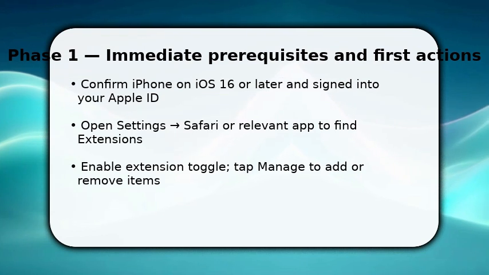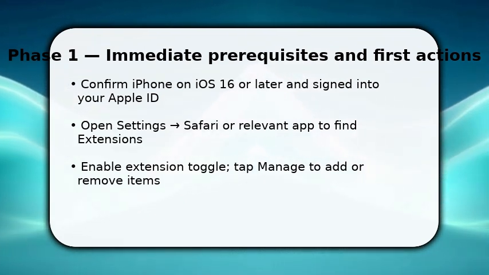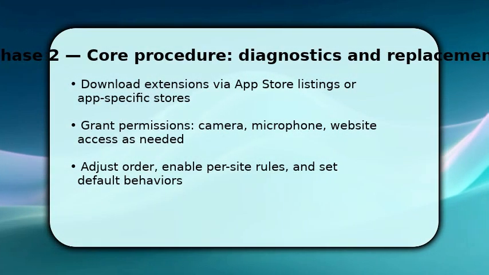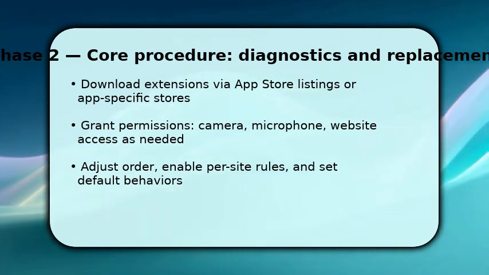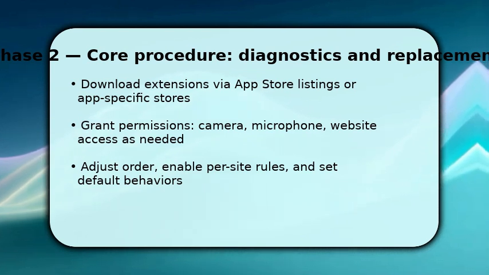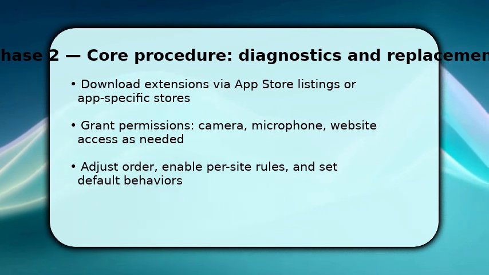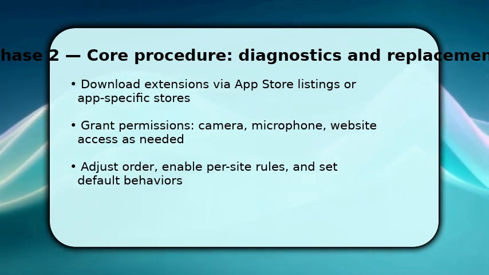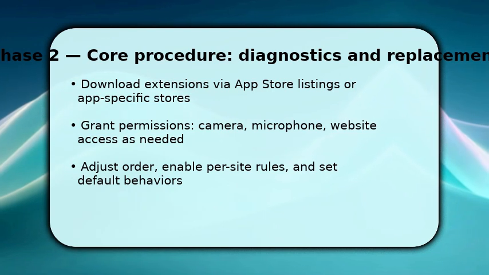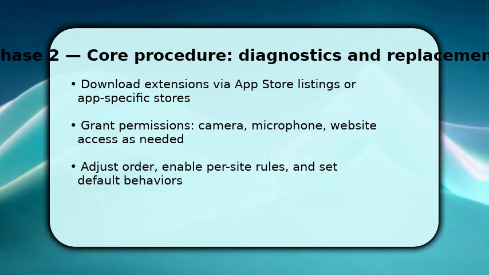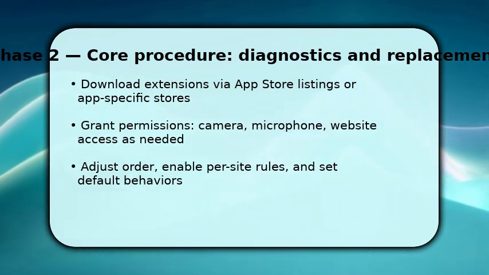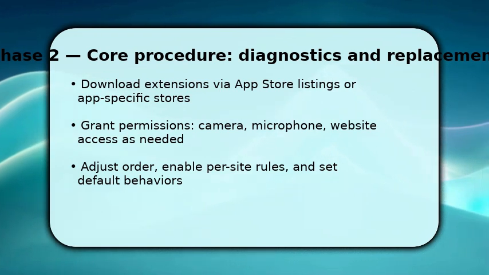You now install and configure each extension. Search the App Store or the app's internal store, then download the package. After installation, open the extension settings to grant required permissions, camera, microphone, or full website access, because those permissions determine functionality. Next, return to Settings, then Extensions to reorder, enable per site rules, and set default behaviors. Make sure to test on a single website first.